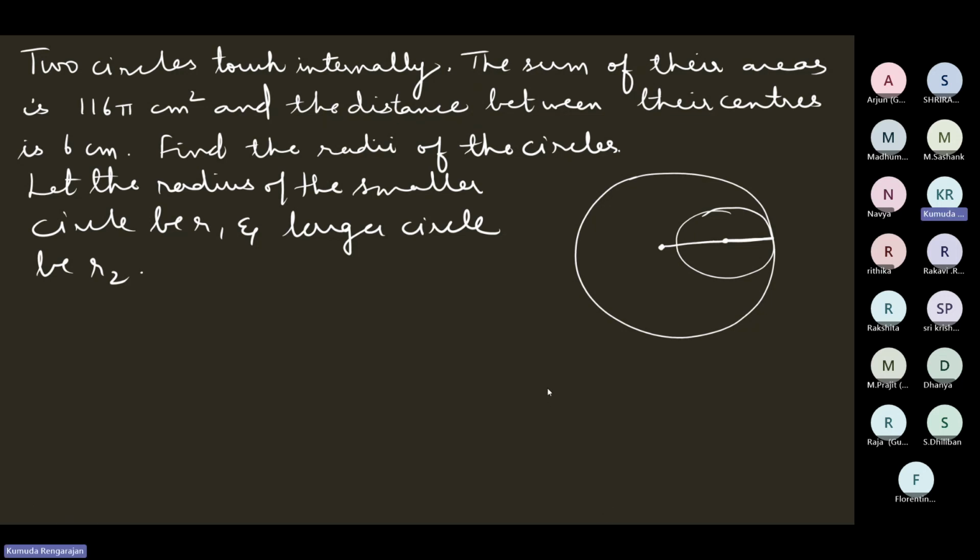Was that Navya? Yes, ma'am. Very good. So this will be R2 minus R1, because here what will be the distance between their centers? See here, children, this is the distance between their centers. Now listen to this. What is this full thing? R2. What is this one? R1. And what is this? The distance between their centers.